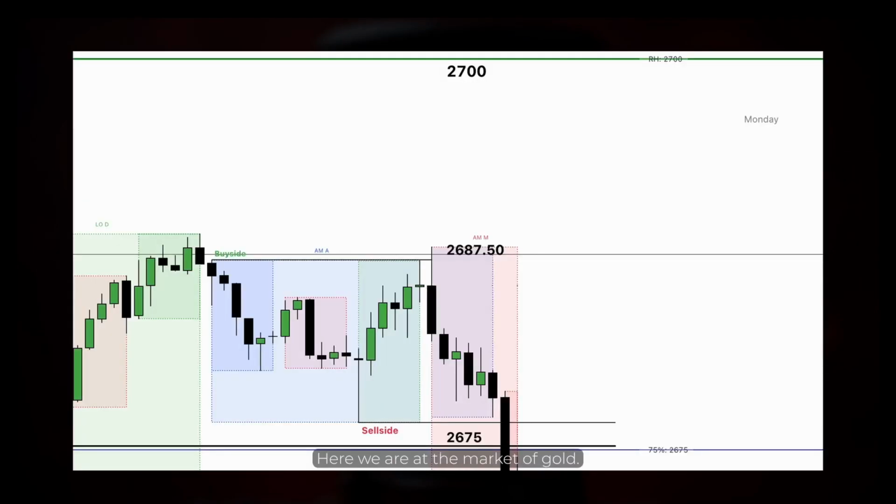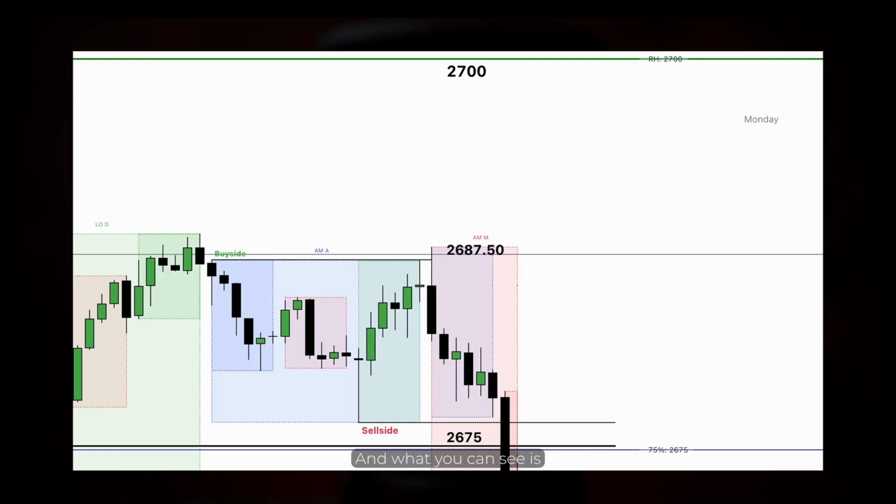Here we are at the market of gold, and what you can see is that I've plotted the current range. The range that price was in was from 2,700 to 2,675. Notice that I'm utilizing this quadrant right here of 75% of the bigger range of 2,700 to 2,600. I'm utilizing the 75 level as the range where we're currently in between 75 and 100. The reason why is because these quadrants themselves also are particular ranges, because inside of these ranges you're also going to see that there's an equilibrium level. There's also going to be a 50% level.